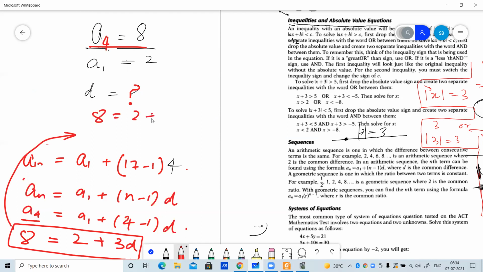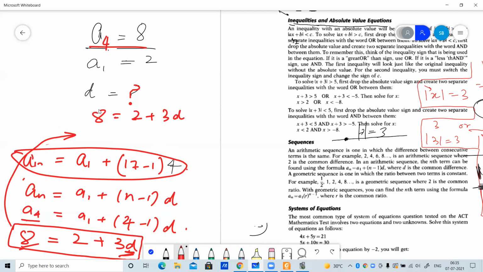8 is equal to 2 plus 3 times D, and you have to calculate D, the common difference. Okay, so this is a different formula, right? It's not a different formula. It's the same formula, but now a different unknown is there. That's D. We were calculating AN, but now we are calculating D.